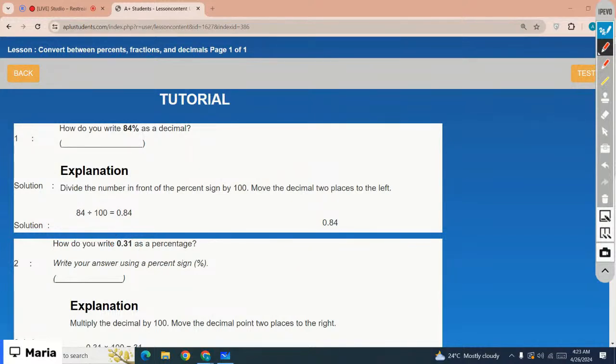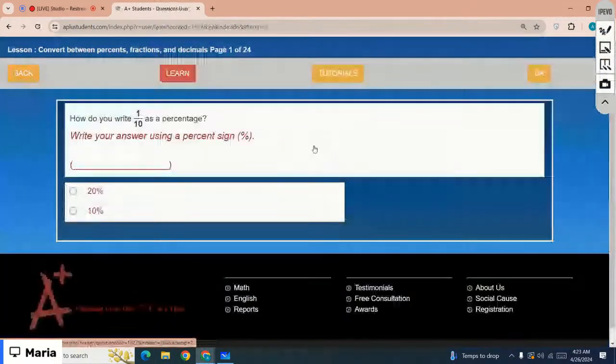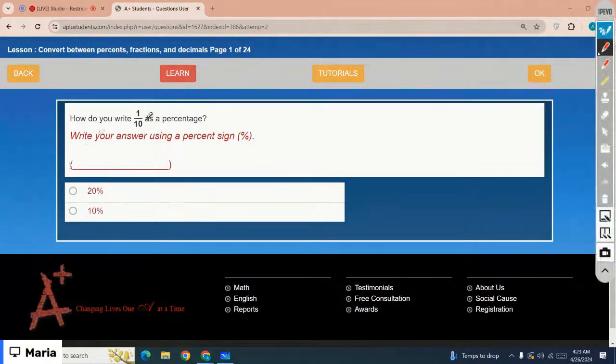Let's just start with the test questions. How do you write 1 by 10 as a percentage? Whenever you need to write something as a percentage, here you are given the fraction. Divide 1 by 10, that is 0.1. Multiply it by 100. That is 10%.